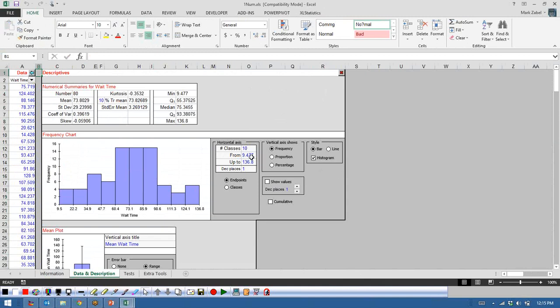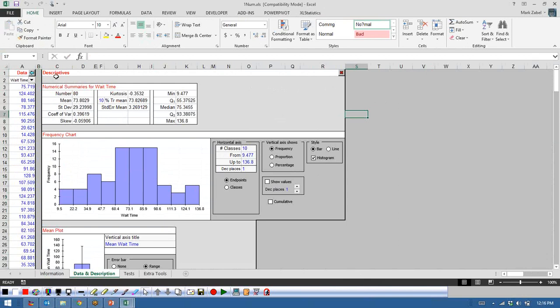Hey, Mark, I have a question. When yours opens, it opens into wait time, but mine doesn't open up into time at all. How do we change that? And mine is like numerical summaries for X versus for wait time. You have to help me out. You mean we're right here in A2? It says X. Oh, it says it's driven by the data.